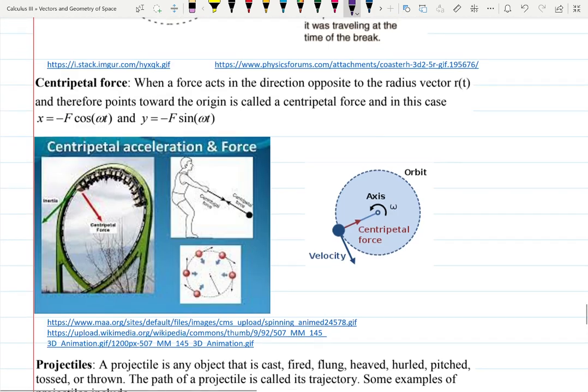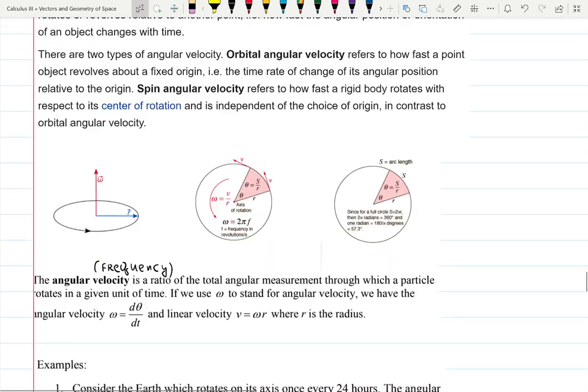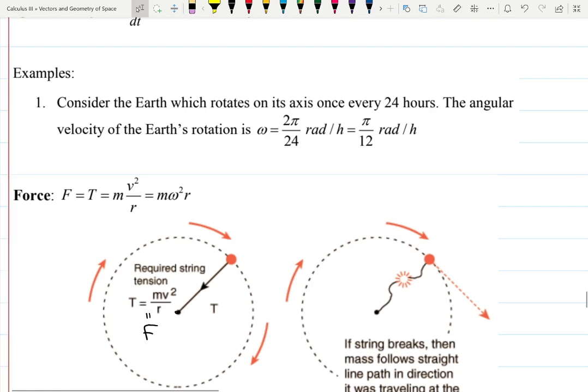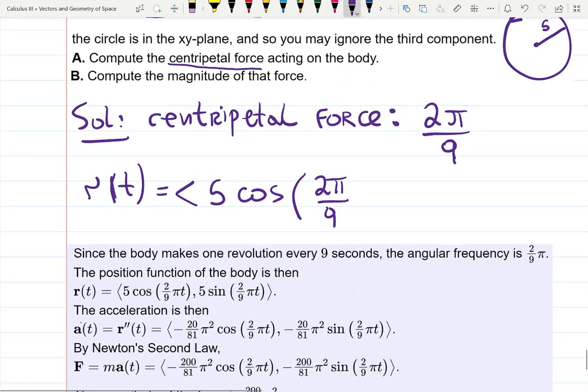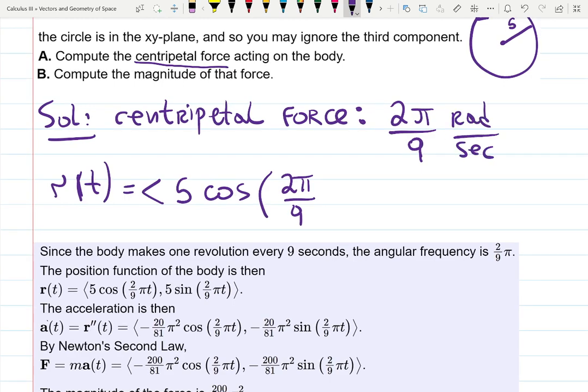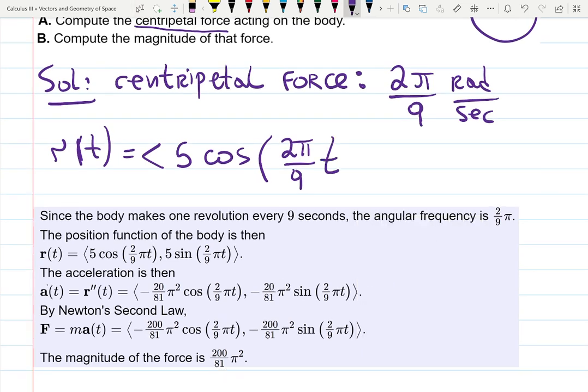Here there was an example with the Earth. Angular velocity, spin. Here, consider the Earth rotates on the axis every 24 hours. The angular velocity, omega, is 2 pi over 24, radians over hours. So for you to understand, in this case, it was radians over seconds. That's the idea. So we're putting it inside of the cosine, but now it's a function, depends on time. So times t, comma, again, 5 sine of 2 pi over 9 t, and that is my r.